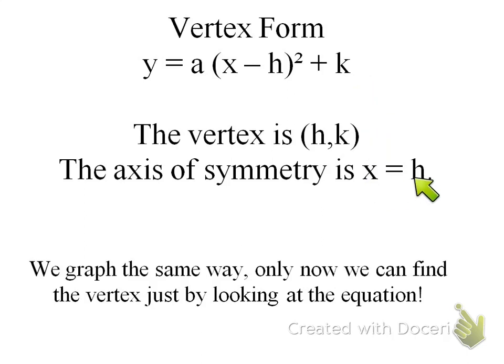We also know the axis of symmetry just by looking at it. Again, it's through the x value of the vertex. And then once you know the vertex, you do it the exact same way as we were doing it previously. So I'll give you a second to write this one down. Any questions before we look at some examples in vertex form?